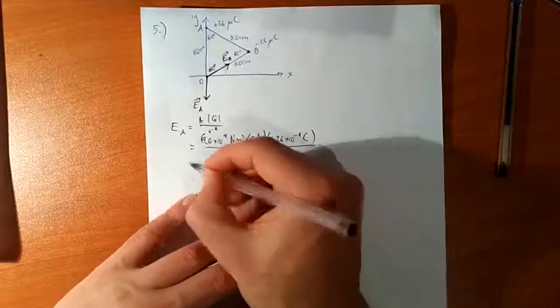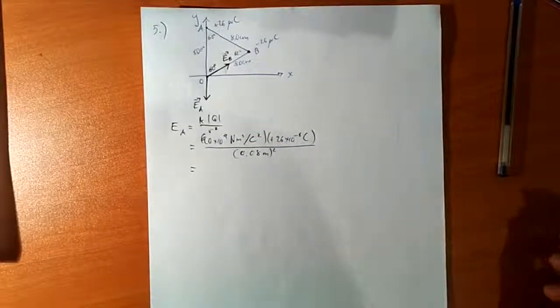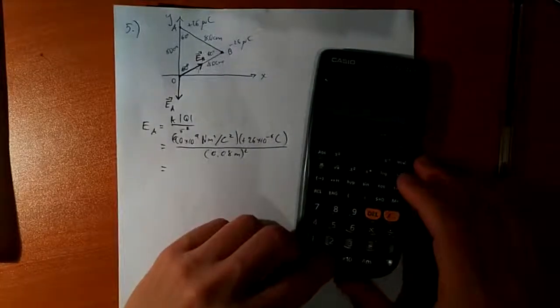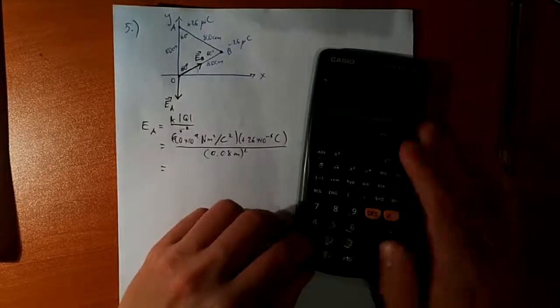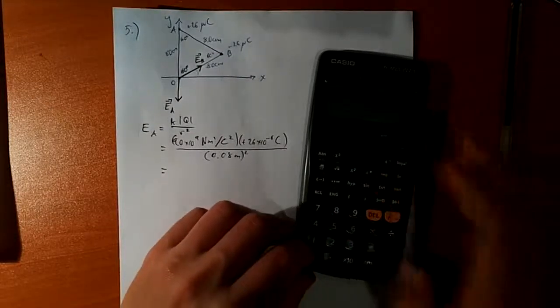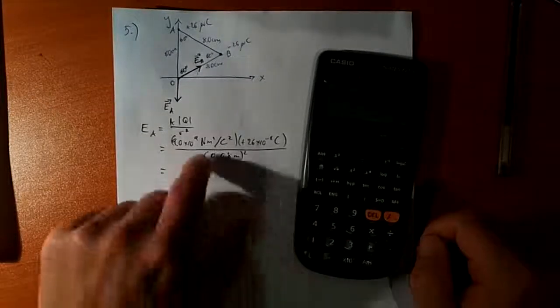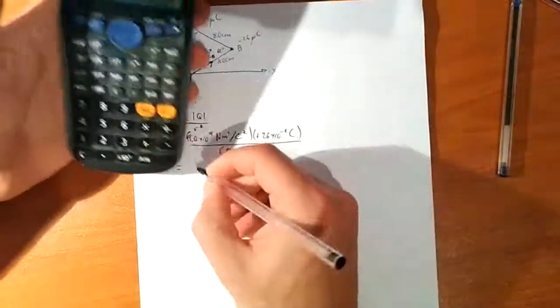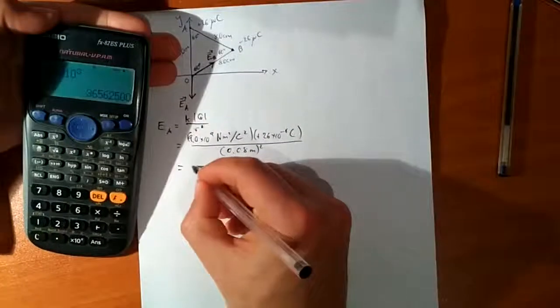Right, and let's calculate this quickly. That's 9 times 26 divided by 0.08 squared. Okay, times 10 to the power what? 9 minus 6, 3. Okay, so it's a biggish number. Okay, so I'm not done with this number yet. This is not the final answer.